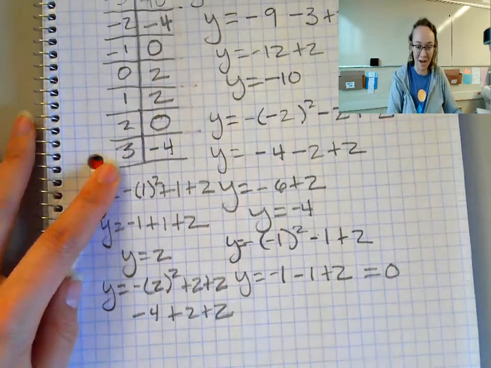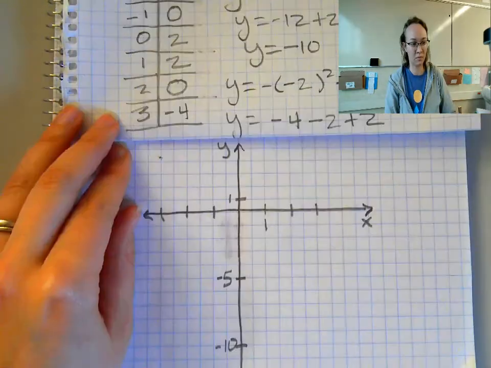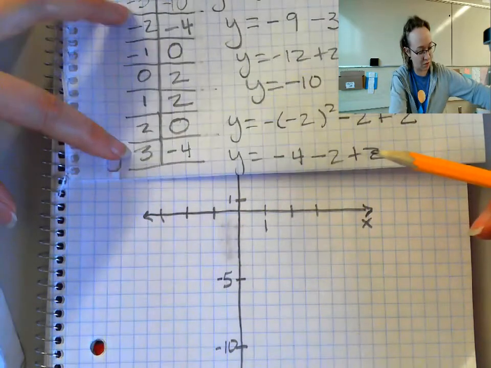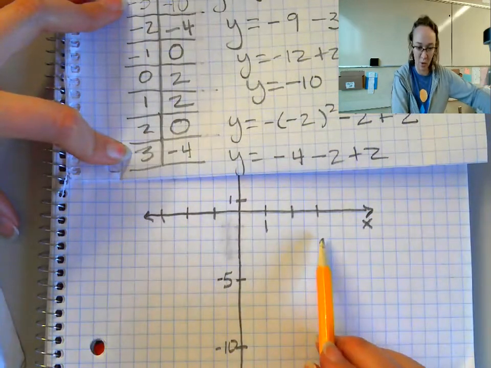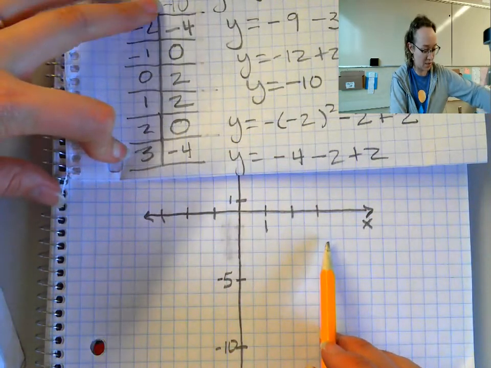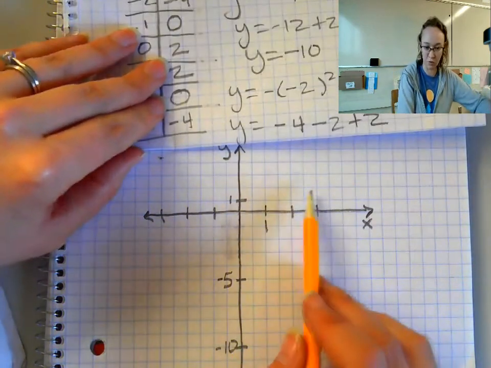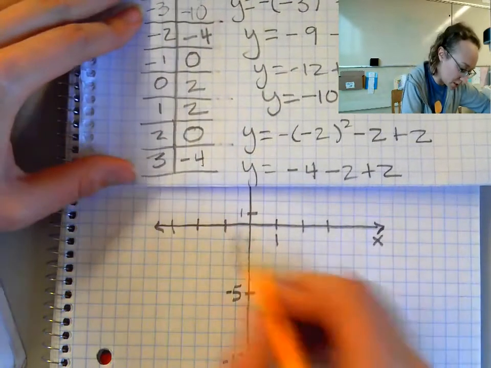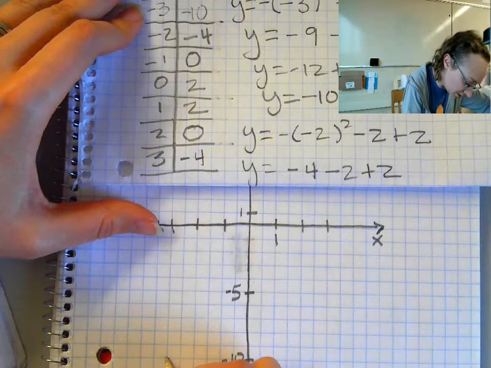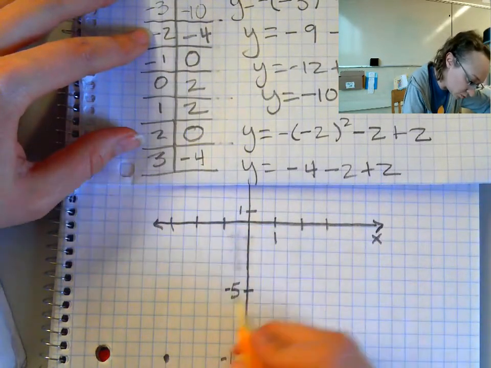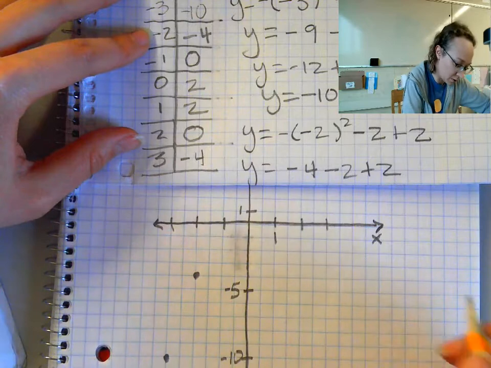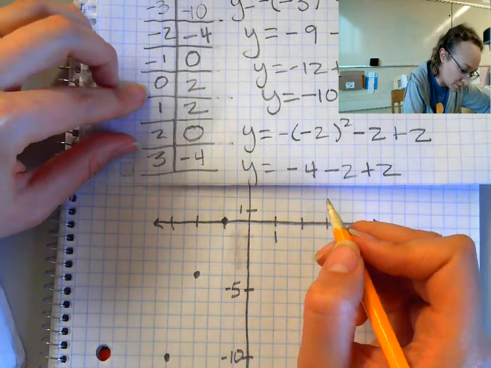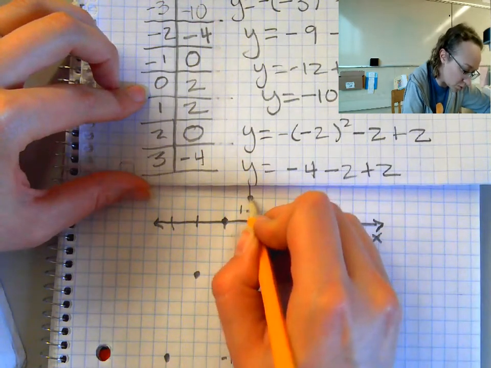All right, now I need to graph these points. So I look at my table to decide what scale to use. I know on my x values, I only need to go from -3 to 3. And on my y values, I need to be able to go all the way down to -10, and I don't need to go above 2. So I have kind of a little bit of a lopsided looking graph there. So now I plot my points. So -3 is down at -10. -2 is at -4. -1 is 0. When x is 0, y is 2.